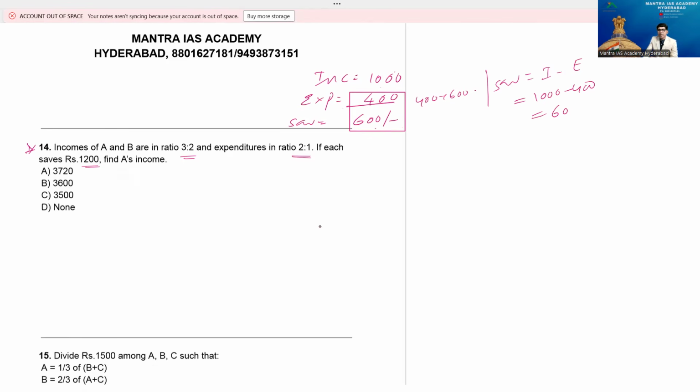By that I'll get 6. So for any variable, the point is this: income is nothing but expenditure plus saving. That's the story, beta. So, the incomes of A and B. Now the income ratio I'm taking is 3:2.